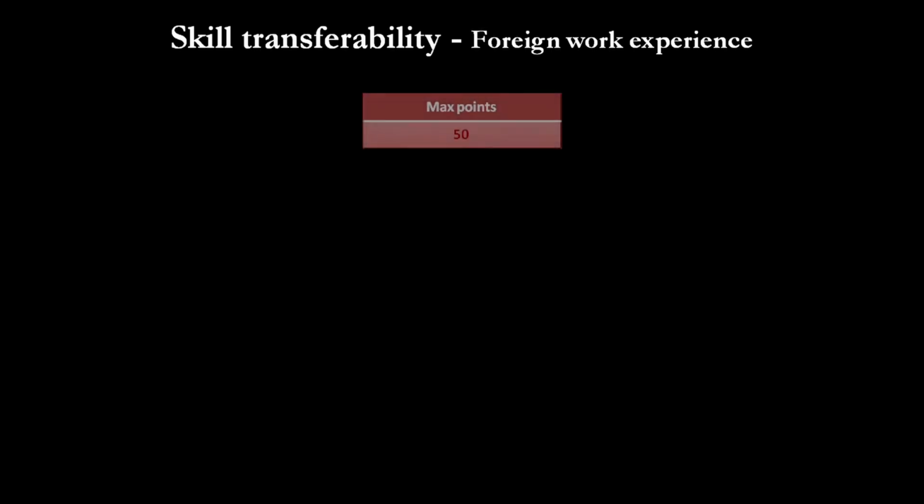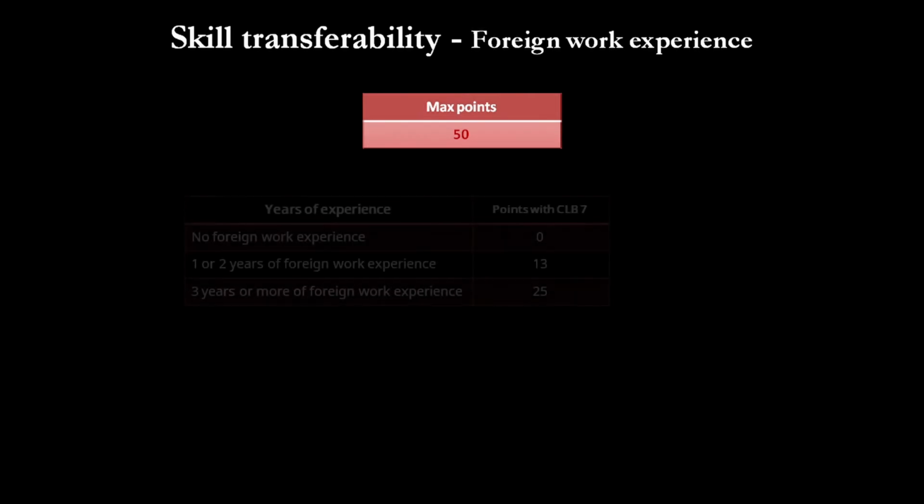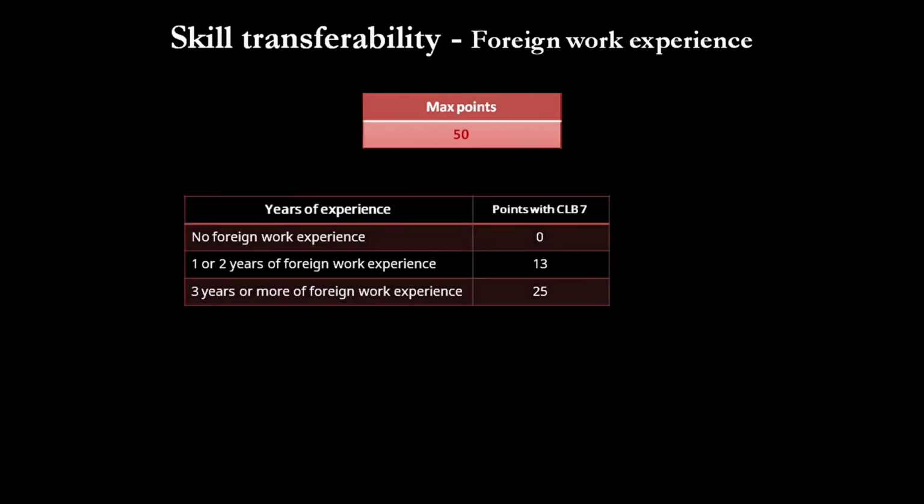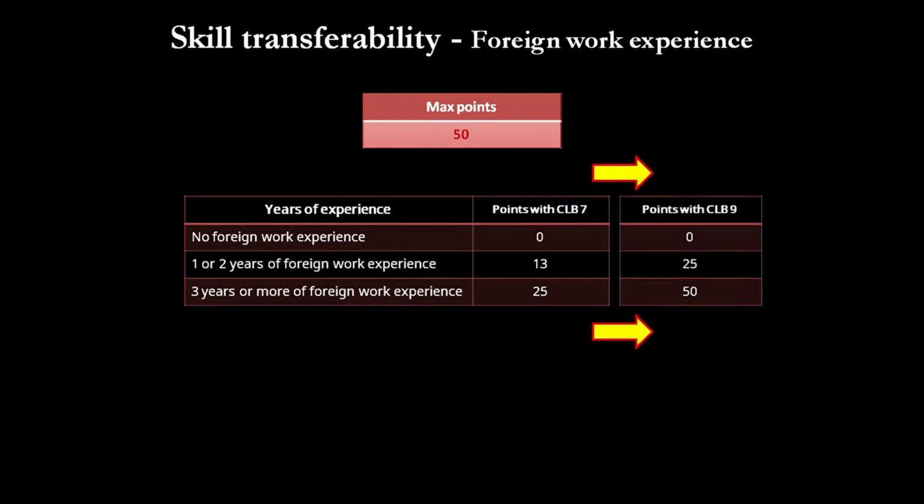This is also the same with your foreign work experience. The foreign work experience is nothing but the work experience which you have outside Canada. In this case you obtain a maximum of 50 points. If you have CLB 7, you will be obtaining a maximum of only 25 points with 3 years of work experience. But if you have CLB 9, you will be obtaining a maximum of 50 points.